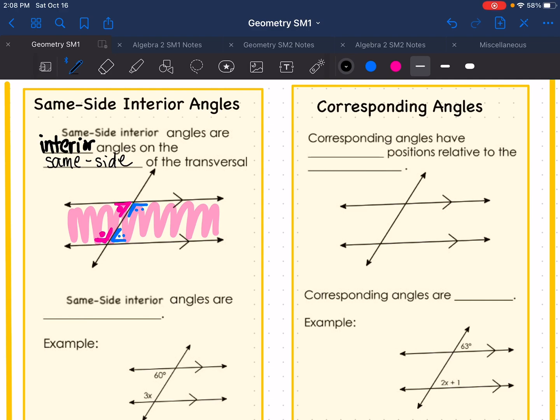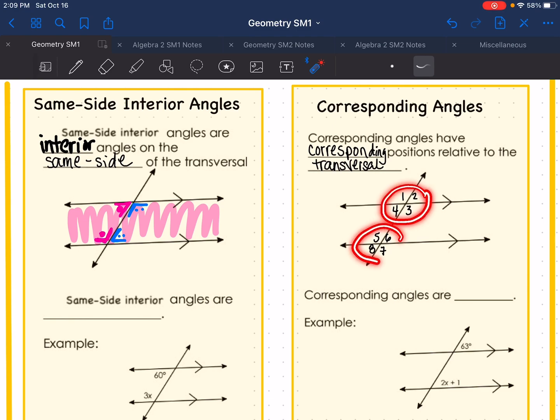Corresponding angles. Now these are probably the hardest. Corresponding angles have corresponding positions relative to the transversal. So for corresponding, let me finish this up. For corresponding, it's all about where I am placed along the transversal. When we look at our 8 angles, 1, 2, 3, 4, 5, 6, 7, and 8, it's all about their placement. Their placement here and their placement here.